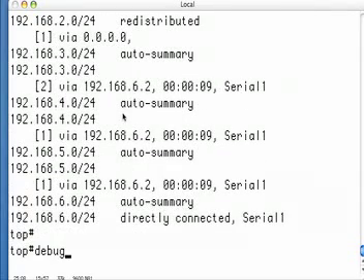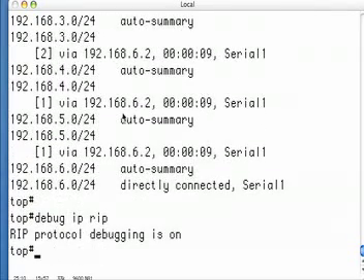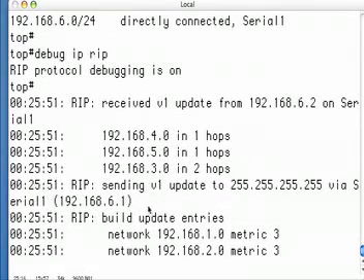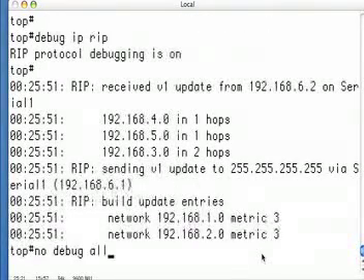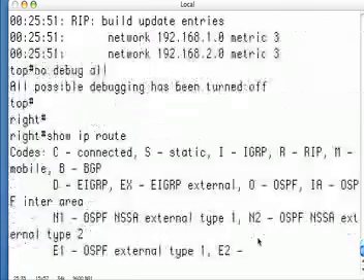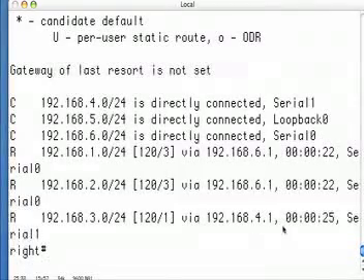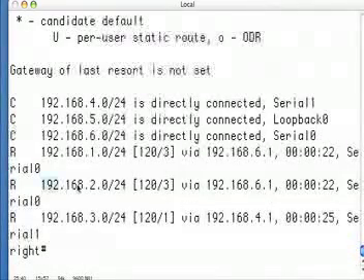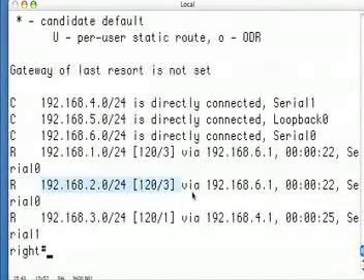So now let's do a debug IP RIP and make sure that our advertisement is going out with the metric of 3. And there it is. Now it's going out with the metric of 3. No debug all. Now let's go back to the right router and see what it thinks of its routing table. And now it shows that it is receiving 192.168.2.0/24 via the top router.